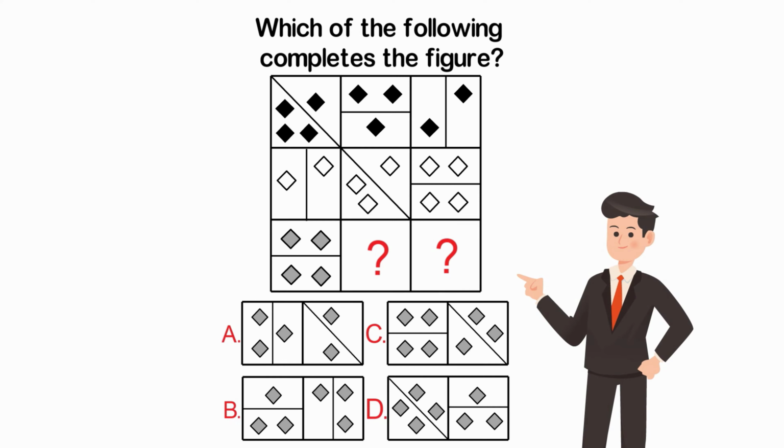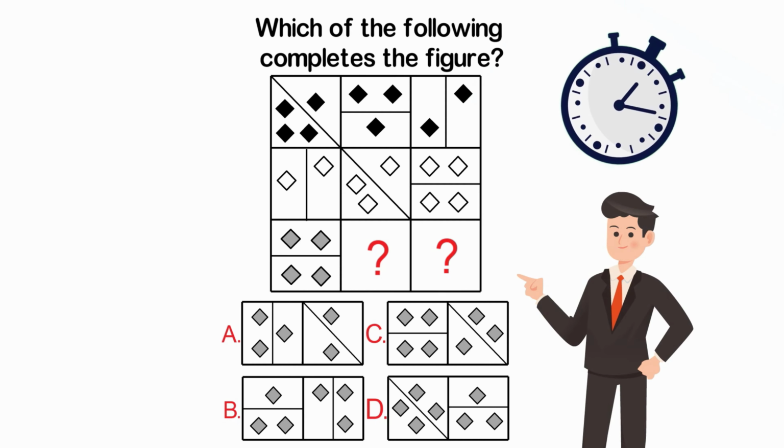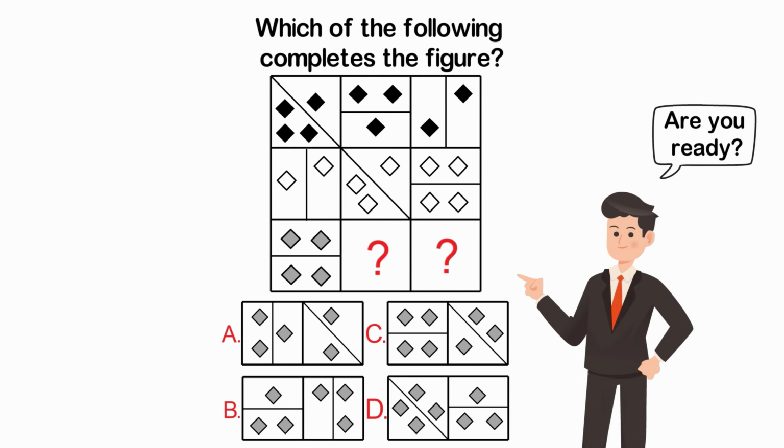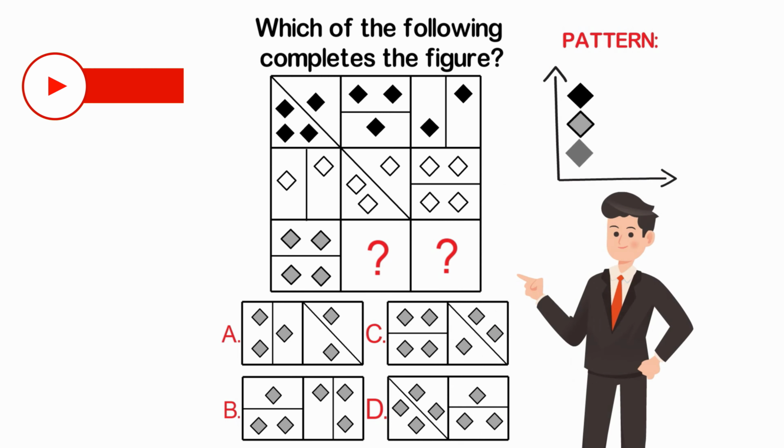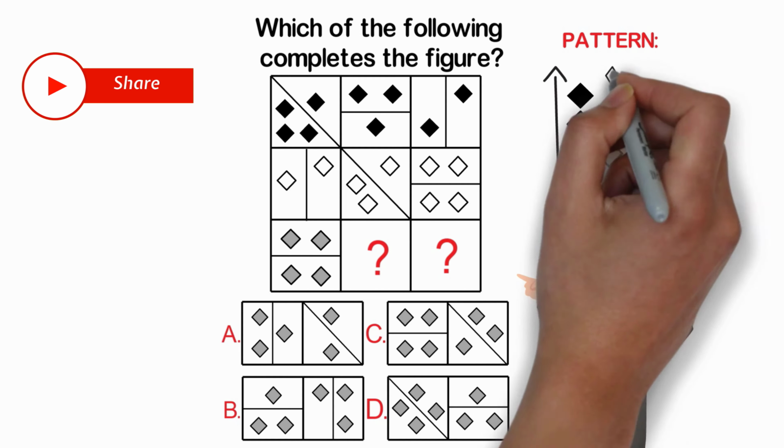Give yourself 10 to 20 seconds, maybe go to 30 seconds by pausing this video to see if you can come up with the answer on your own. Are you ready? Let's continue to see how we can get to the correct solution together. As I mentioned, the answer to this question is very simple. The pattern is represented in each row by decreasing number of diamonds.